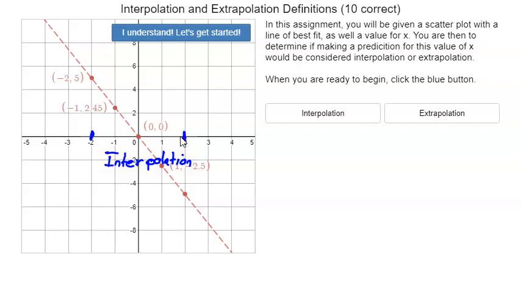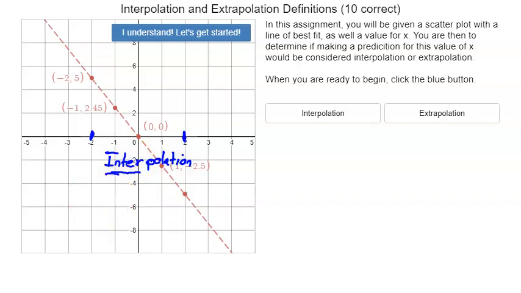So if the x value I'm making a prediction for is between the two bounds of the domain, it's interpolation. In fact, you can help yourself remember that the beginning of interpolation is "in." It's inside. In fact, that prefix "inter" means within. So that is within the data.